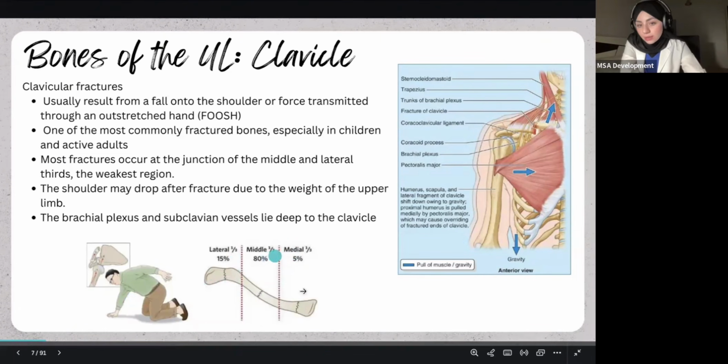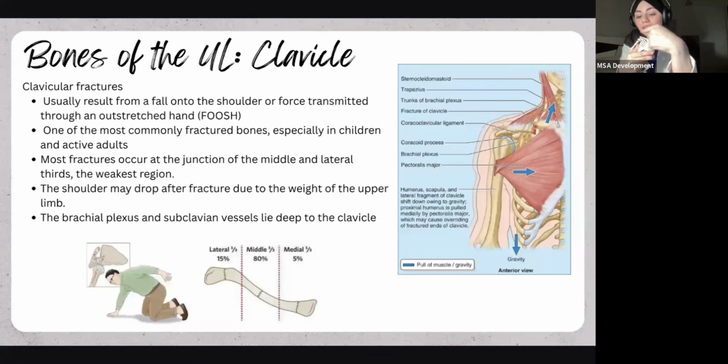This is very important. Medially, it's going to be supported by a joint, the sternoclavicular joint. Laterally, it's going to be the acromioclavicular joint. So where is the place where it's less reinforced, less of a joint, less of a ligament? It's going to be the middle, so it's going to be breaking.